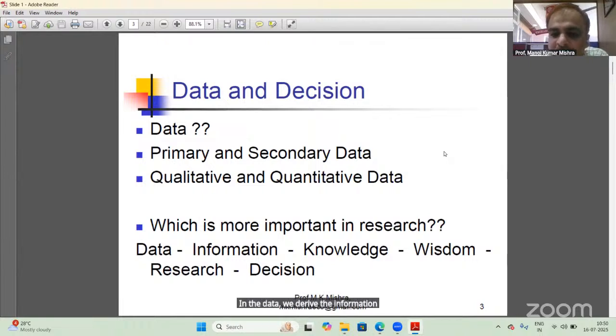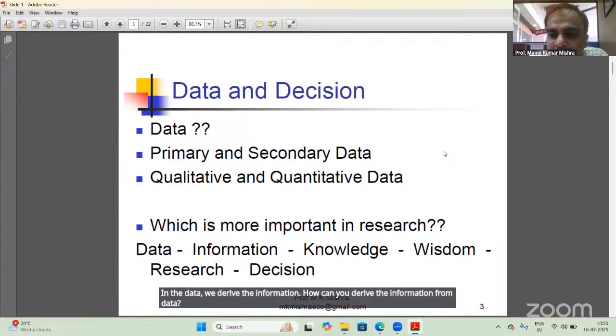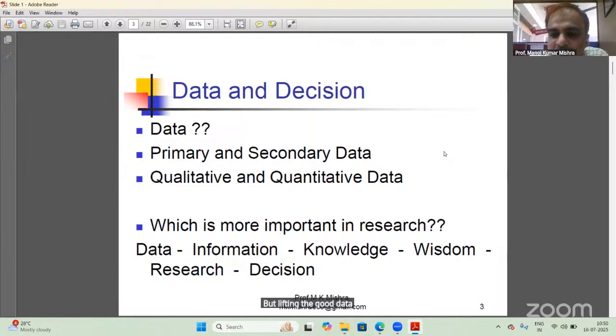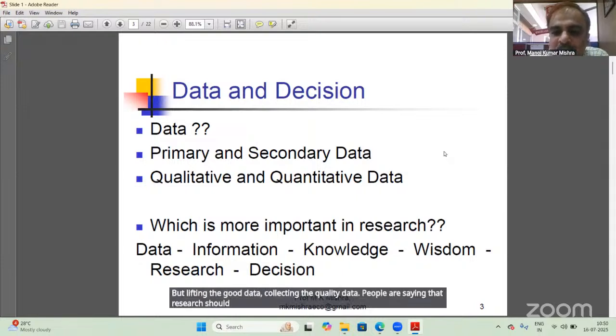How can you derive the information from data? By collecting good data, collecting quality data. People are saying that research should be based on quality data, authentic data, accurate data.